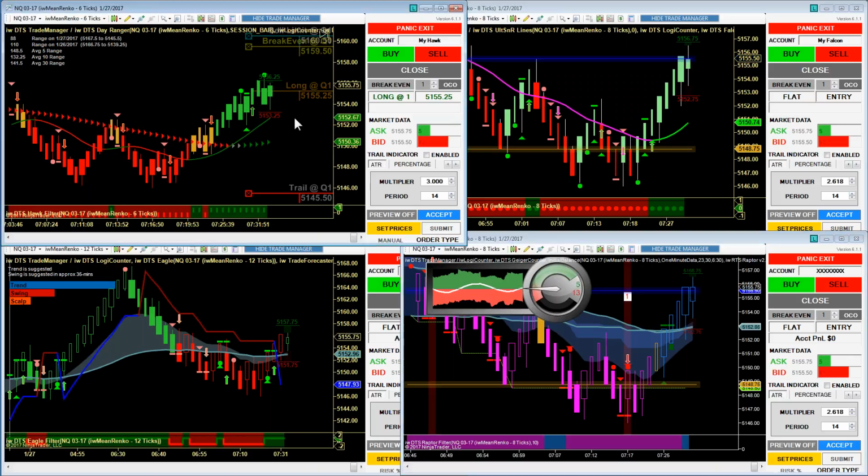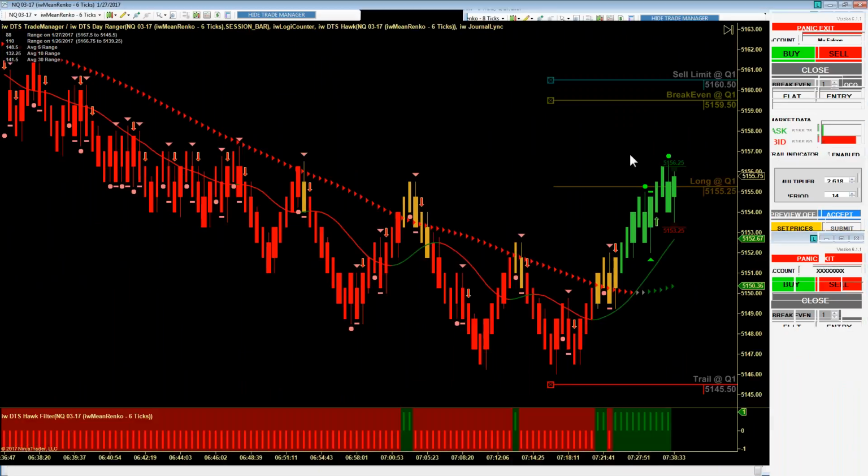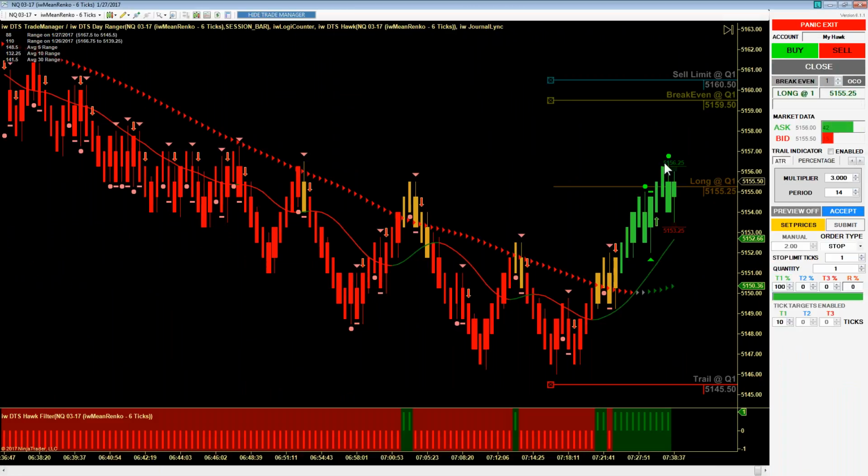All right, this 51-56 area turning out to be a little stubborn. Got to get on the other side of that. And if we don't soon, then I'm going to get serious about bringing my stops in. Maybe below this bar here with this little bit of a tail to it.